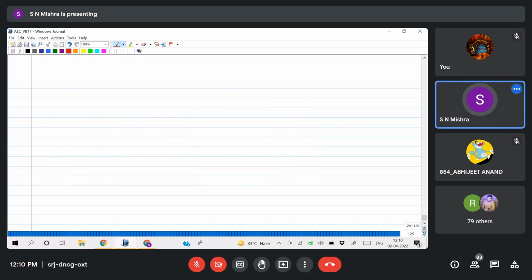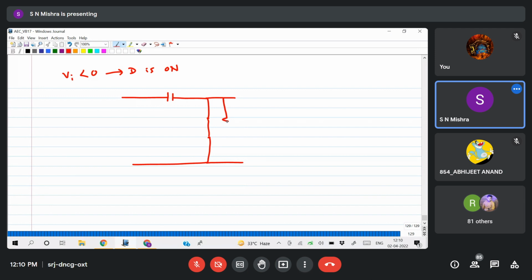So see here, I will proceed. Vi less than 0, then D is on. So when you consider that, the diode will be a short circuit. So take the capacitor, then the diode is short, then the resistor. Now, negative half cycle, so I'll take here plus minus Vi. This is the resistor, plus minus V0.